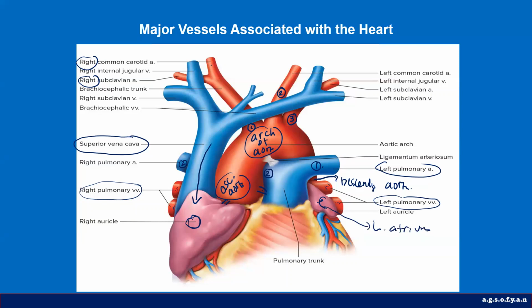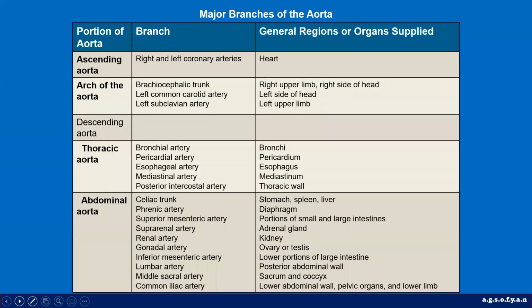Okay, so from the color, you should be able to know which one carries rich blood and which one carries poor blood. This one goes this way to the lung, this one goes this way to the whole body, and the vena cava returns blood to the heart. Okay, so these are the major branchings of the aorta.